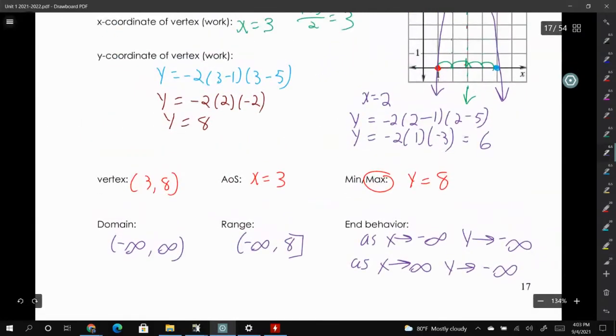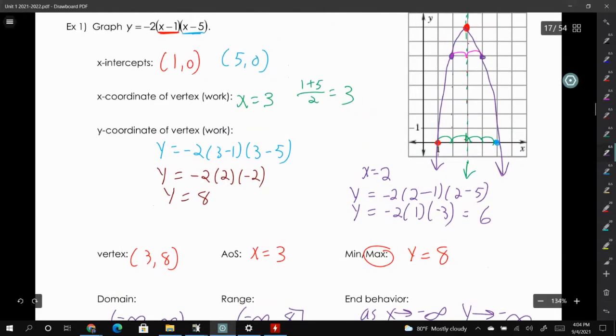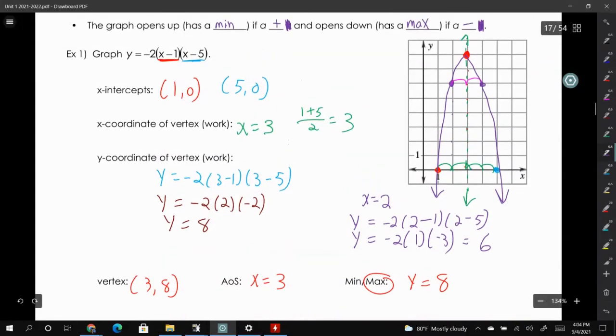So graphing in intercept form is not as difficult as vertex form. There's not as much math as you're doing, but you do need to make sure you have 5 points.